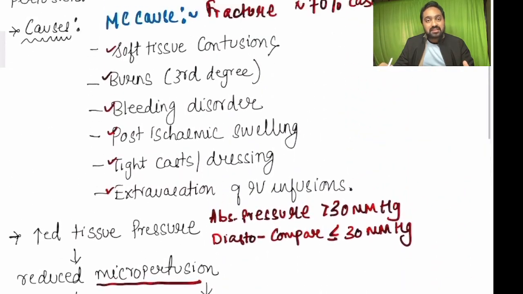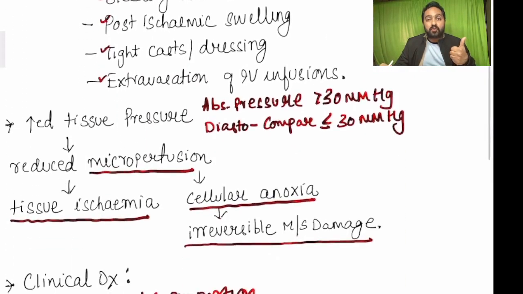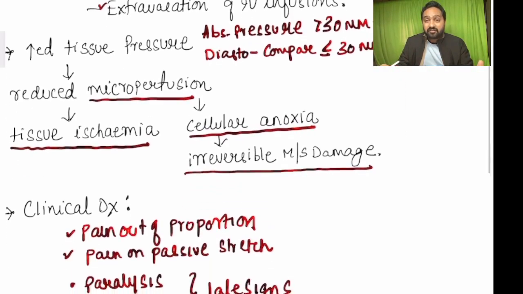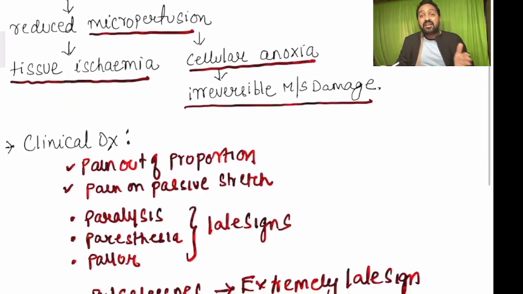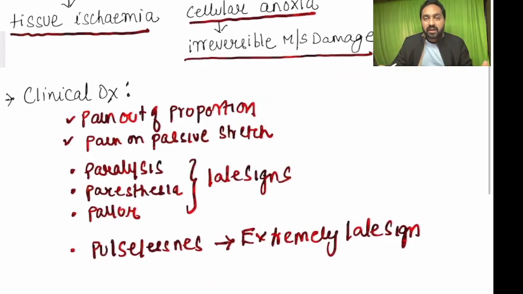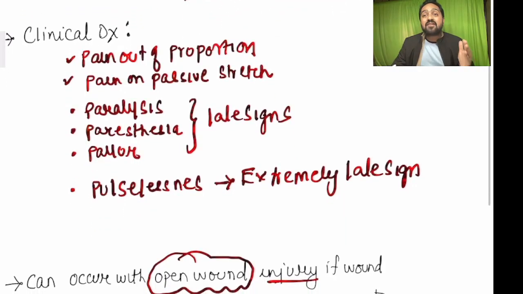So we have increased pressure, most commonly due to a fracture, which is going to cause increased tissue pressure, which is absolute pressure more than 30 mm of Hg, and a diastolic minus compartmental pressure of less than 30 mm of Hg, causing microperfusion, leading to irreversible muscle damage, presenting with pain out of proportion, pain on passive stretch, and a few late signs like paralysis, paresthesia, pallor, and an extremely late sign, which is pulselessness, right? You clinch the diagnosis clinically, and you do a fasciotomy.